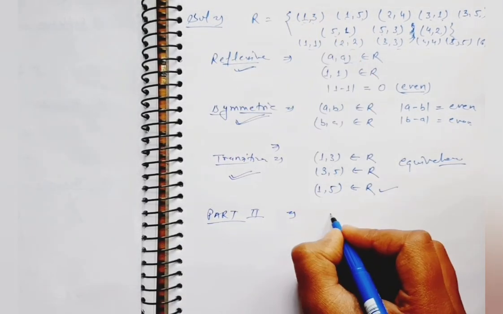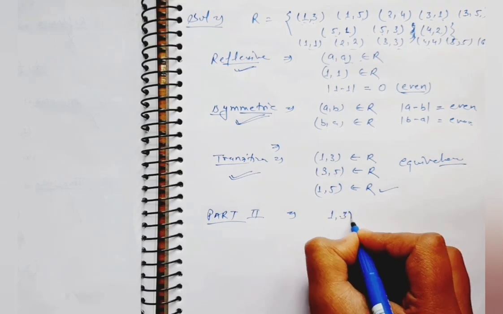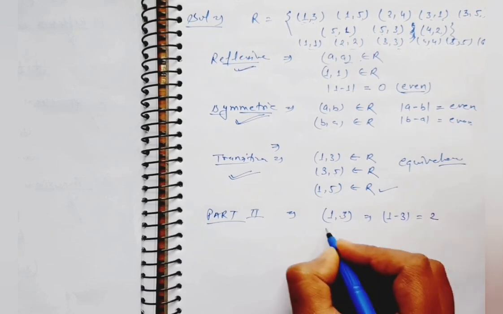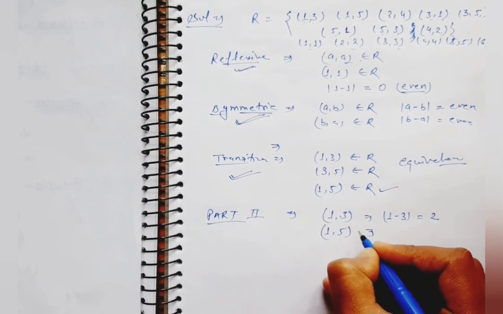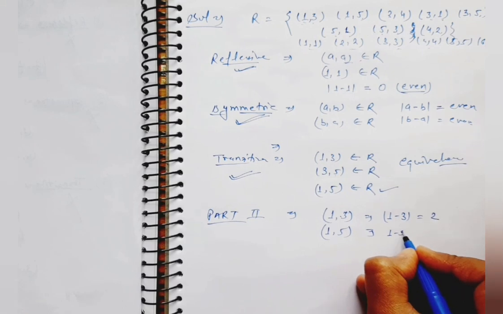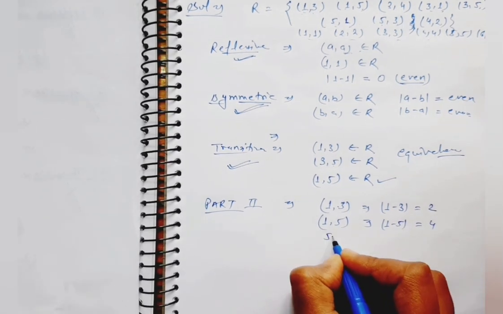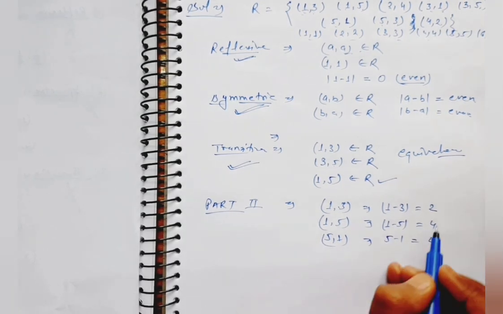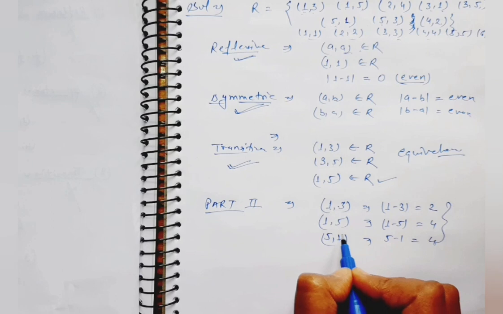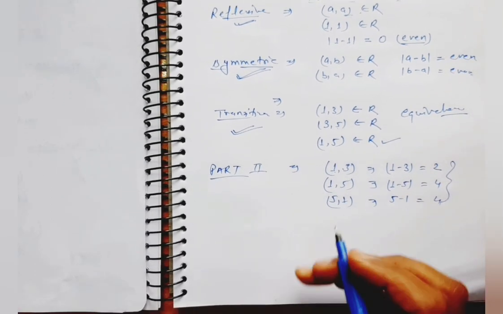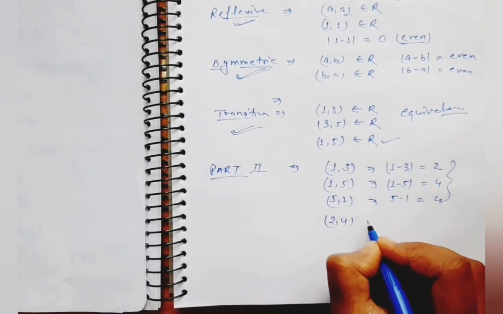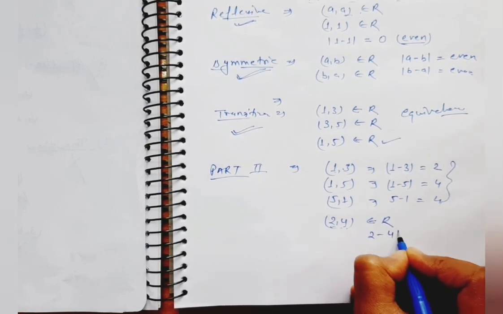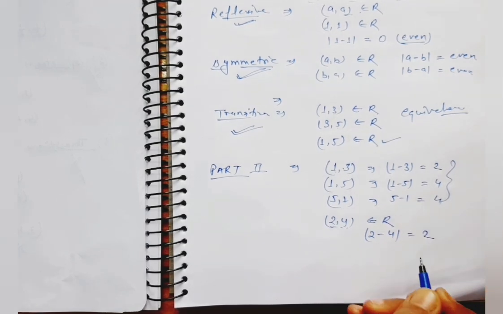Now, related elements, that means 1 and 3 make a pair, 1 minus 3 is coming 2. 1, 5, they are related to each other. 1 minus 5 coming 4. 5, 1: 5 minus 1 is coming 4. So these are even. So that means 1, 3, 5 are related to each other. Exactly in the same manner, 2, 4 are also related to each other. That means they belong to R. 2 minus 4 is coming 2 and 4 minus 2 is also coming 2.